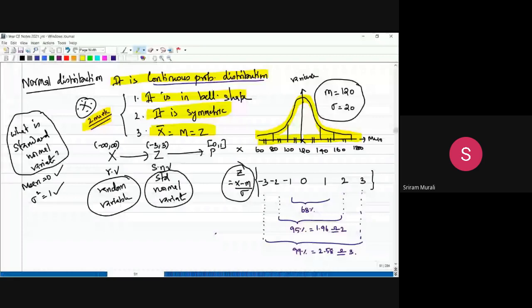All three properties are in sync with each other. If these properties are not satisfied, the curve will not be in the normal shape. Normal means uniformly distributed from the origin. 0 to -1 is the same as 0 to 1. 0 to 2 is the same as 0 to -2. This is uniformly distributed, so to get this uniform distribution, it should satisfy this. So what is a standard normal variate?